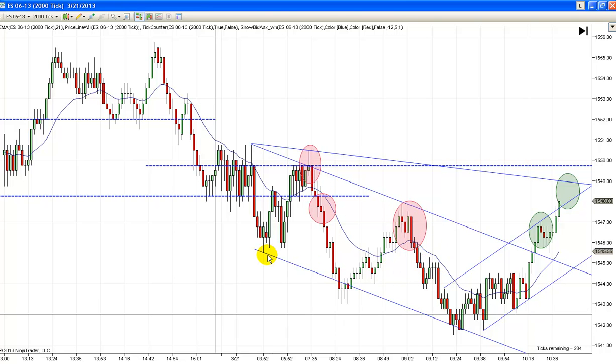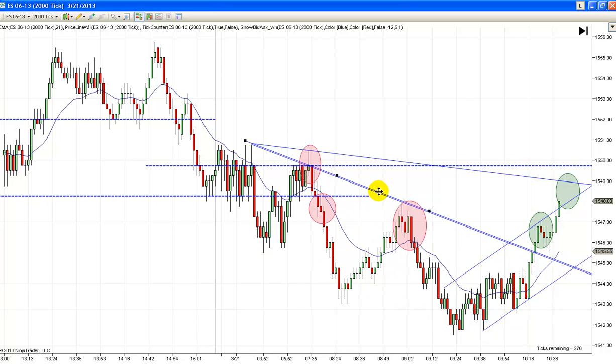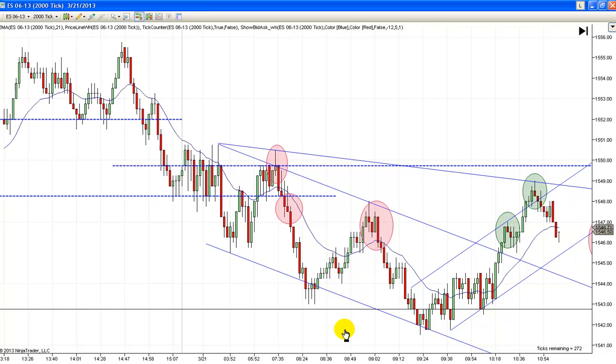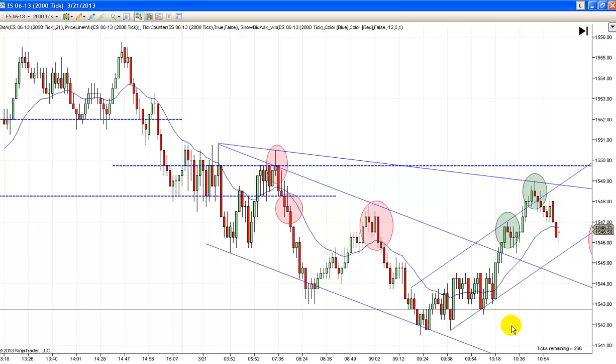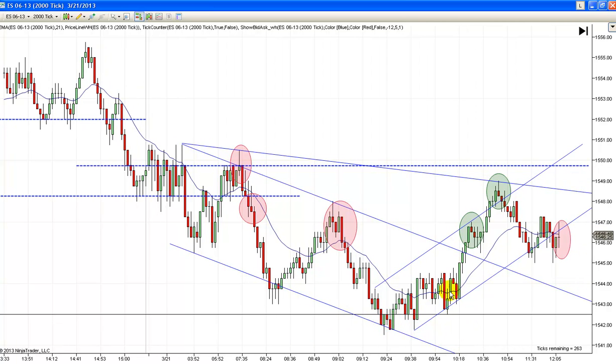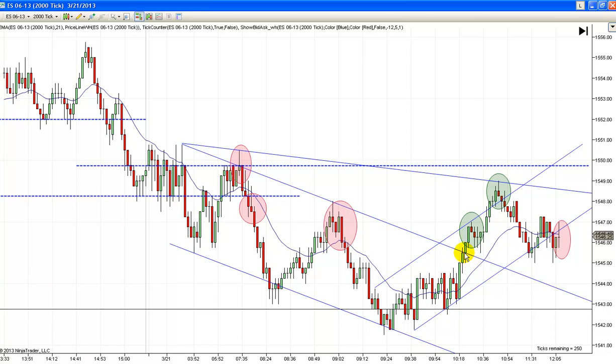And where does it go to? It goes right to the support area again, which is this line that all I did was copy from up here and drag down. And that's exactly where you want to look to exit. And then guess what? Where is it going then? After you touch this side, the odds are we're going back to the other side. And so when it gets over here, we're going to look for another chance to go short.